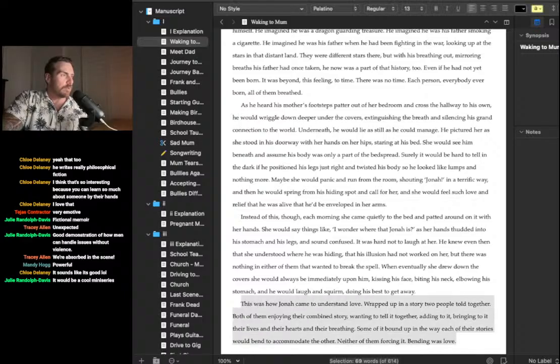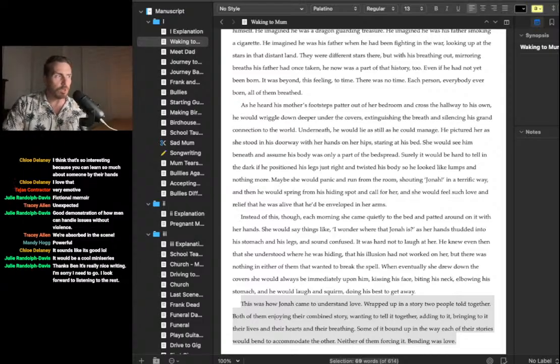This was how Jonah came to understand love, wrapped up in a story two people told together, both of them enjoying their combined story, wanting to tell it together, adding to it, bringing to it their lives and their hearts and their being. Some are bound up in the way each of their stories would bend to accommodate the other. Neither of them forcing it. Bending was love.